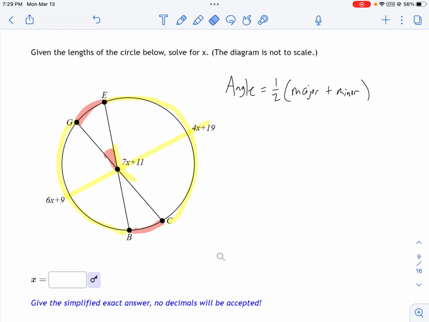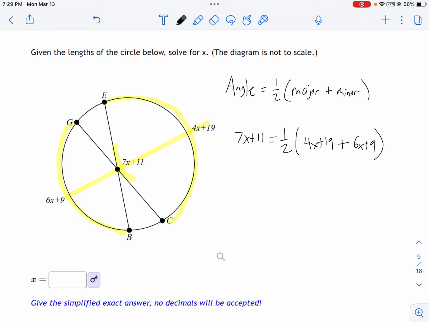Okay, so as we're looking at that, once we know this property, we know that our angle, which is 7x plus 11, equals 1/2 of our major plus minor arcs. Well, the major arc is 4x plus 19. The minor is 6x plus 9.